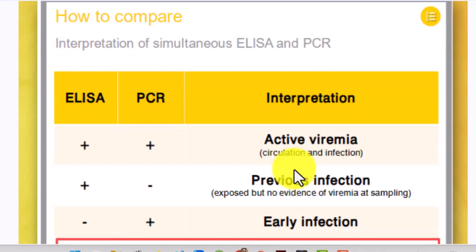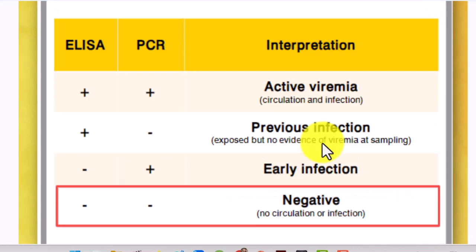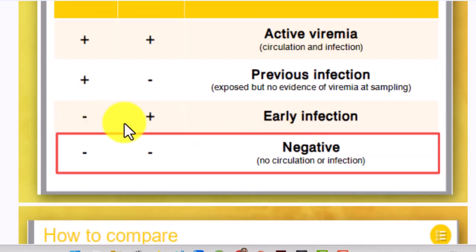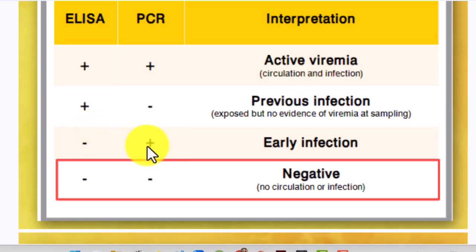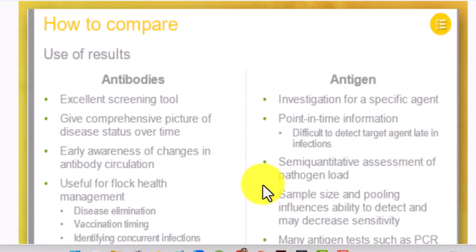Here, we run ELISA and PCR at the same time, simultaneously, and we interpret. If the ELISA and the PCR are positive, we detect active viremia, circulation and infection. There is an infection at this time. If the ELISA is positive and PCR negative, previous infection exposure but not evidence of viremia. If the ELISA is negative and PCR positive, there is an indication of early infection. If both of them are negative, there is no infection.